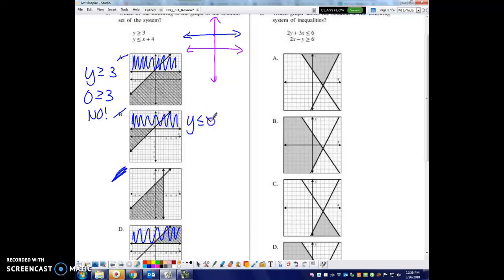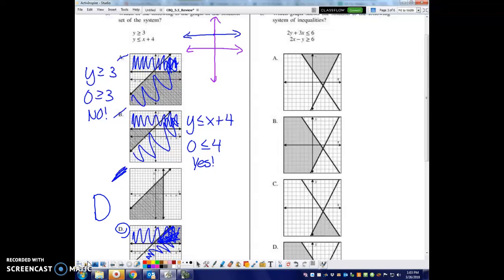y is less than or equal to x plus 4. 0 less than or equal to 4. Is this true? Yes, it's true. So 0, 0 needs to be shaded for this one. So you would shade down here, and that's where they both cross, right here. Okay, because if you shade down here, they still both cross right here. Okay, so it's D.